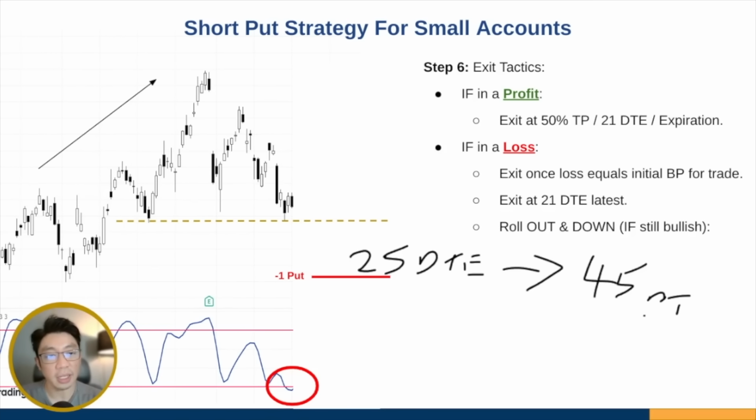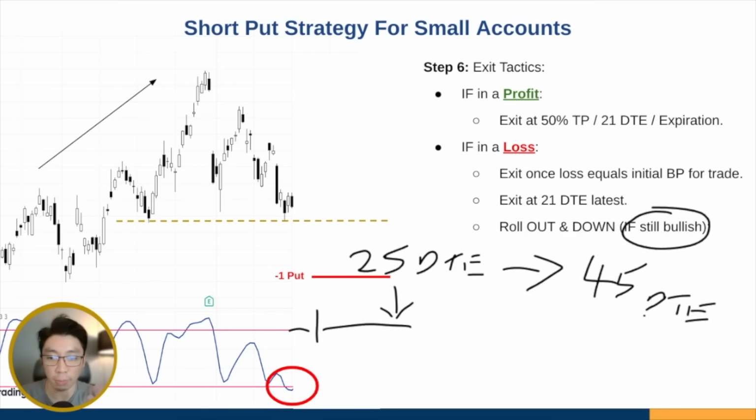So when you extend it and have more time, you're going to have more extrinsic value. You're going to have the premium as well. At the same time, you can bring the strike price down as well. So you can have a lower strike price and overall for a premium. But the key thing down here is that you only do this if you are still bullish.